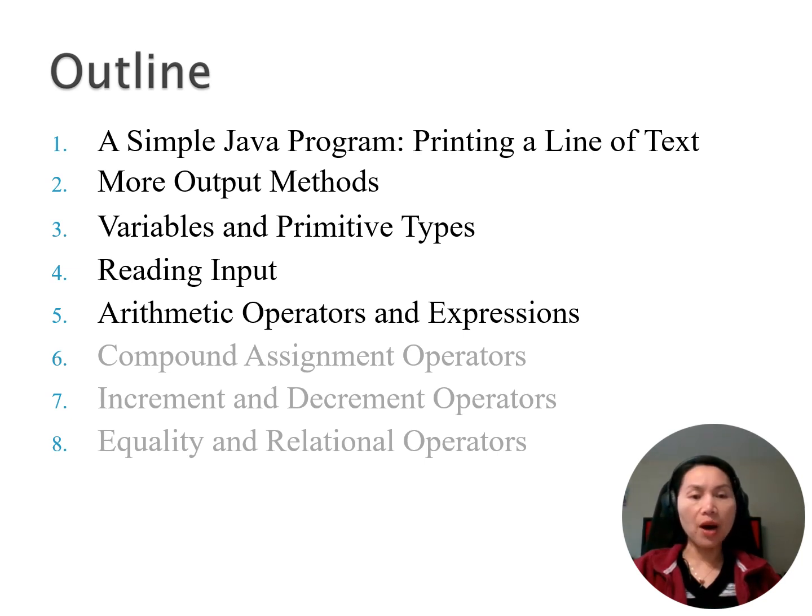My presentation about Java Basics consists of 8 sections. The first section is a simple Java program printing a line of text. The second section is more output methods. The third one is variables and primitive types. The fourth section is reading input. The fifth section is arithmetic operators and expressions. The title of each slide in this presentation will also indicate which section it belongs to. The last three sections will be covered in the next video.